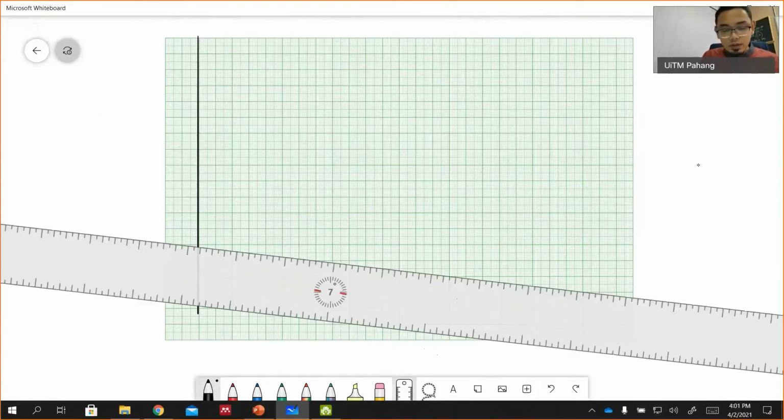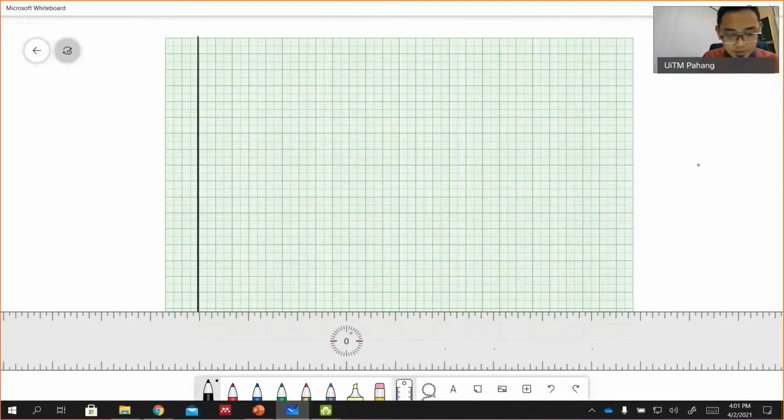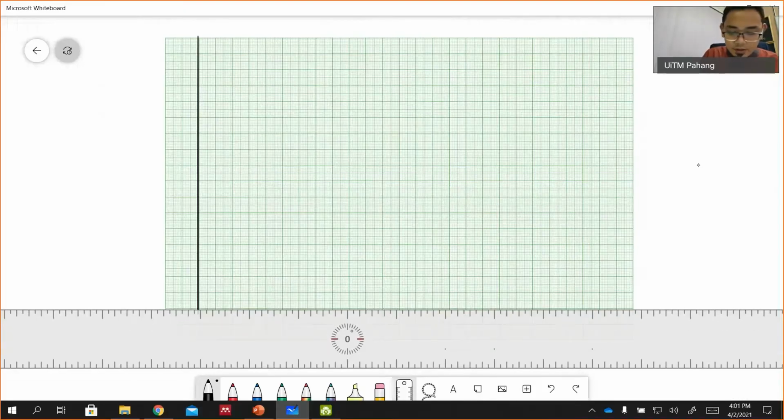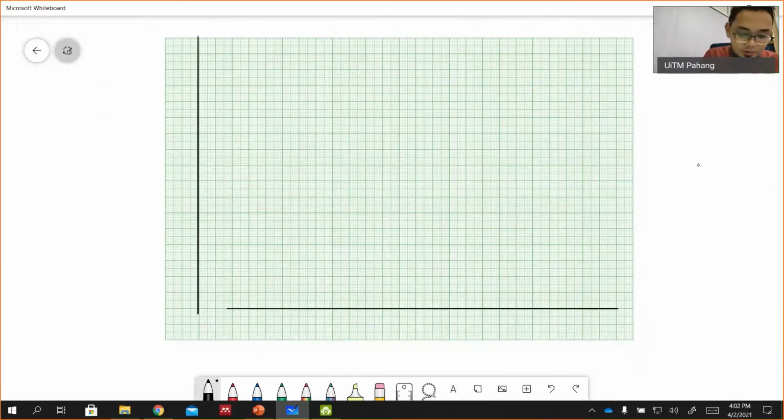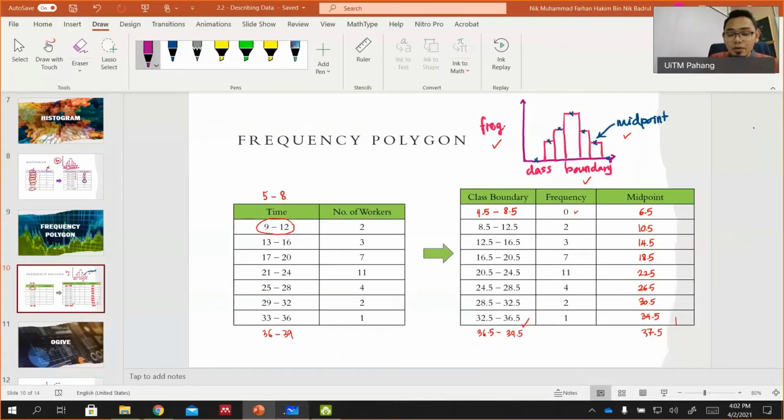Same goes as the histogram. We're going to skip some values in front here, so we have something like this, right? Because we skip some values and we want to jump to the first group, which is let's say 4.5. All right, so you have the 4.5 until 8.5. Okay, you follow your data. 4.5, 8.5, you write the class boundaries on this, all right?